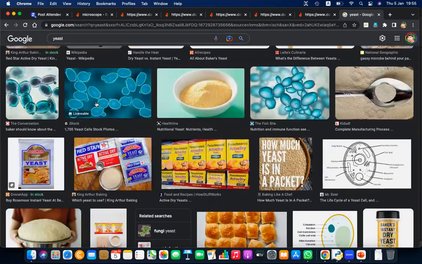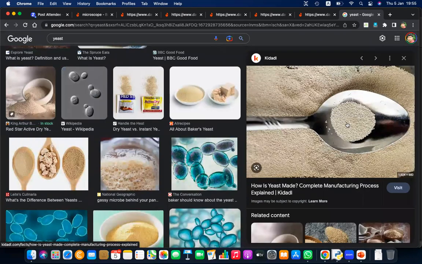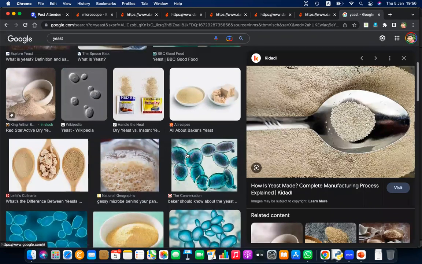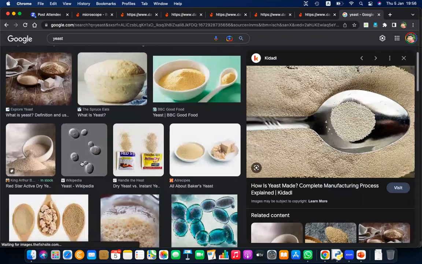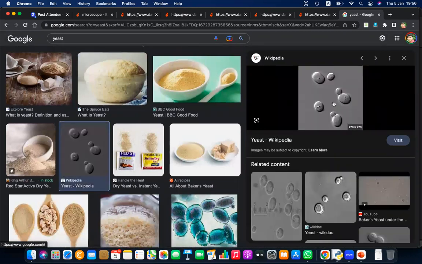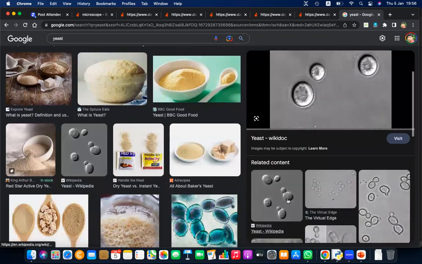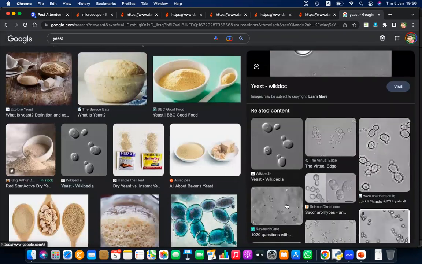This is how it looks like, right? The yeast aggregated into lumps like these, we cannot see individual yeast. But if you create a specimen, in this specimen you can see yeast like this. Inside the specimen you can see yeast like this. You can see the size, it's very small, a tiny microorganism.